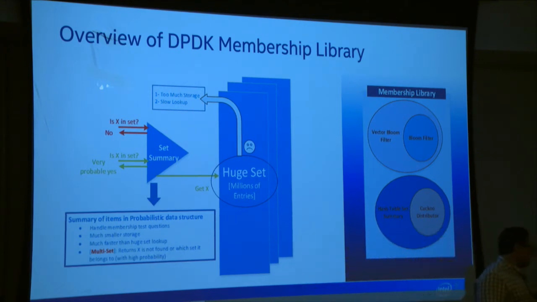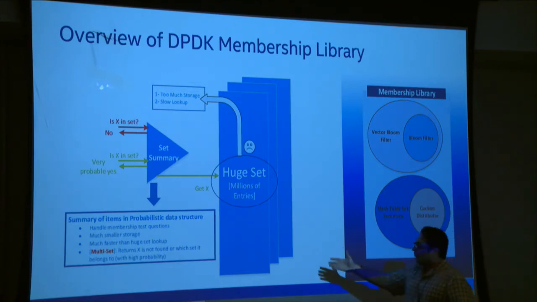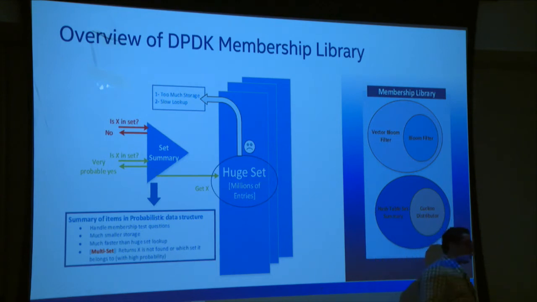And pay attention to the very probable word that I said. So there is some false positive probability that says, like, 95% or 99% X is in set number 5. There is a very small chance that it says X is there, but X is not there. But when it says X is definitely not there, then it is definitely not there. Again, this is the basic idea of Bloom filters.